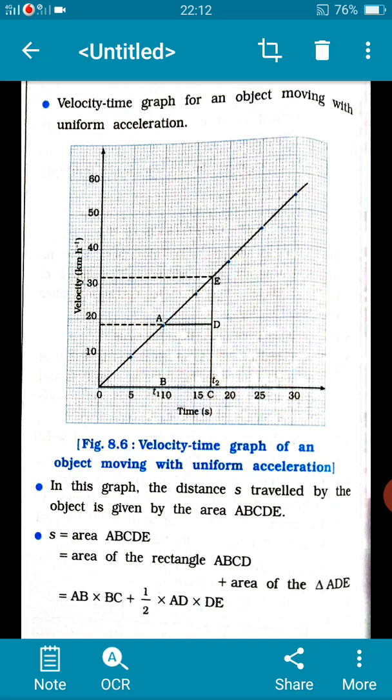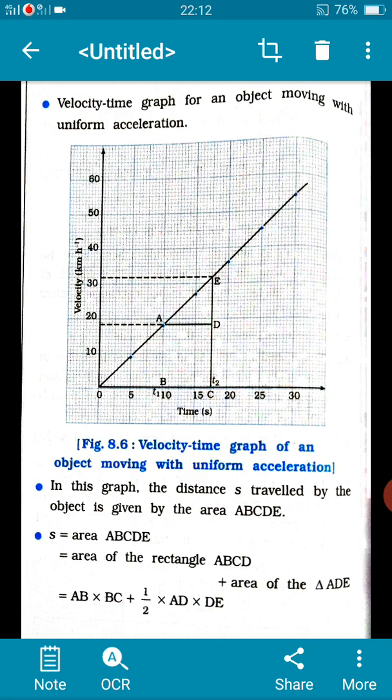A, B, C, D, E. The area, when I read it, you listen to the points A, B, C, D, E. It includes one rectangle and one triangle. So how will you get the area of the enclosed region? That will be the area of the rectangle ABCD plus the area of the triangle ADE.